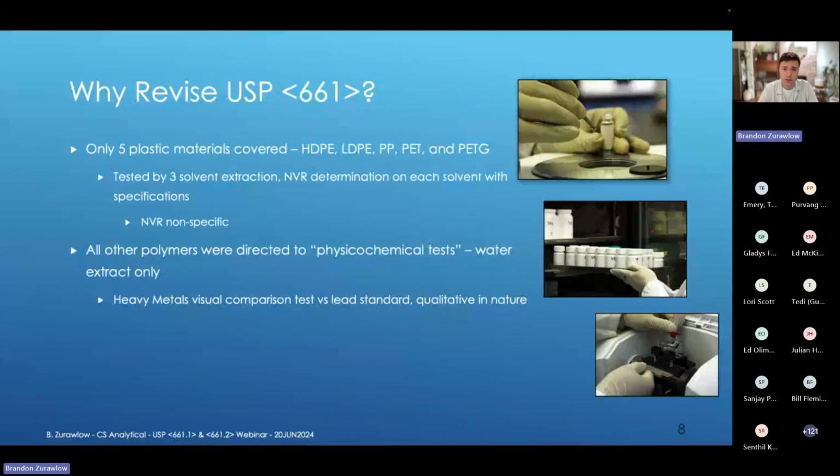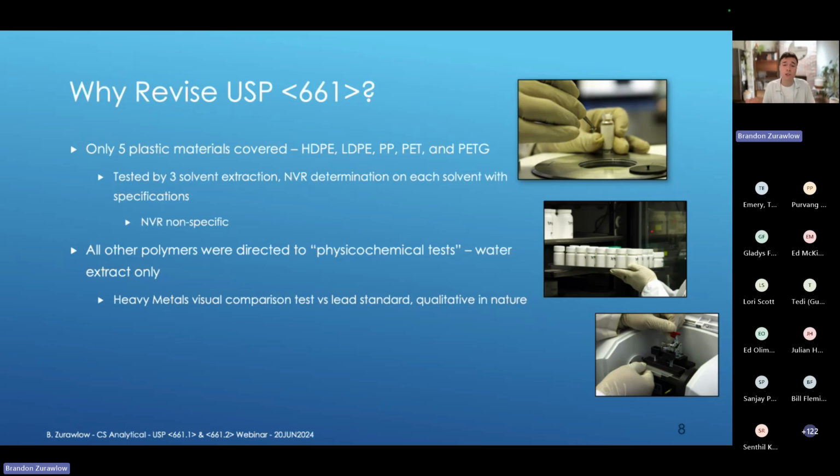It's very non-specific in terms of identifying what's coming out of that material, and therefore was relatively antiquated in and of itself. However, one of the more, I think, in my opinion, critical issues with that chapter was that all other polymers except those identified above were directed to evaluation under what was referred to as physicochemical tests.